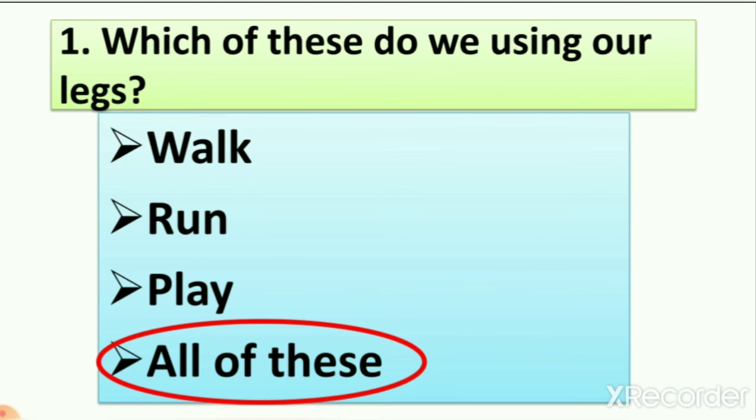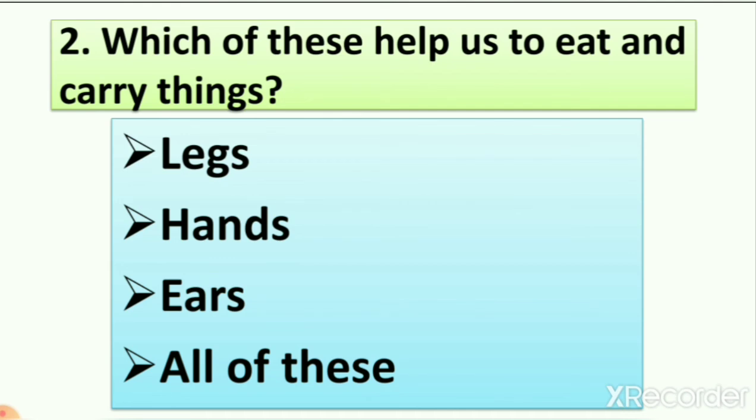So let's see our second question. Which of these help us to eat and carry things? Here you can see different body parts in the options: legs, hands, ears, and 4 is all of this. First, legs help us to walk, run and play, right? Then ears help us to hear things, right? We can hear the voice of a train, a plane, or a teacher with the help of our ears. Then hands. When we learn about hands, we learn different parts of our hands. We also learn how our hands help us in different ways, right?